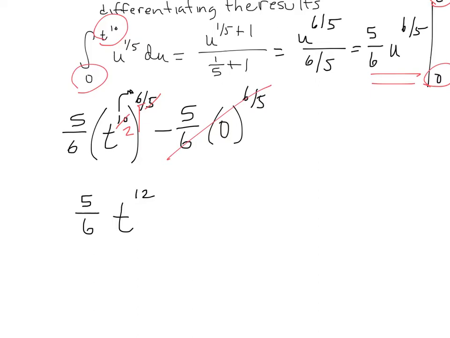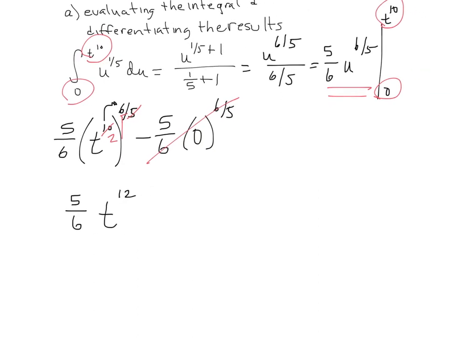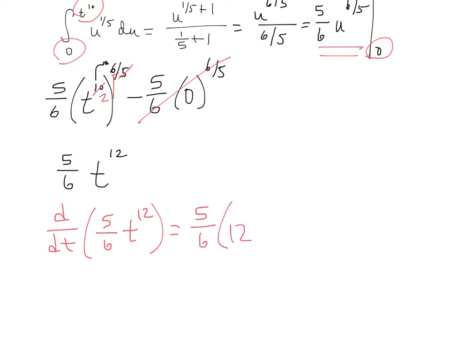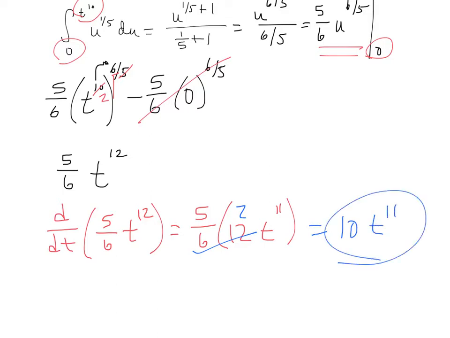Alright, so I integrated it, and now the instructions said, and then differentiating the results. So in other words, I find this derivative, 5/6 t to the 12th. 5/6 can come out front, bring the 12 down, subtract 1, so that's finding the derivative. Or this becomes 6 goes into 12 2 times, 10 t to the 11th. So that's the first part.